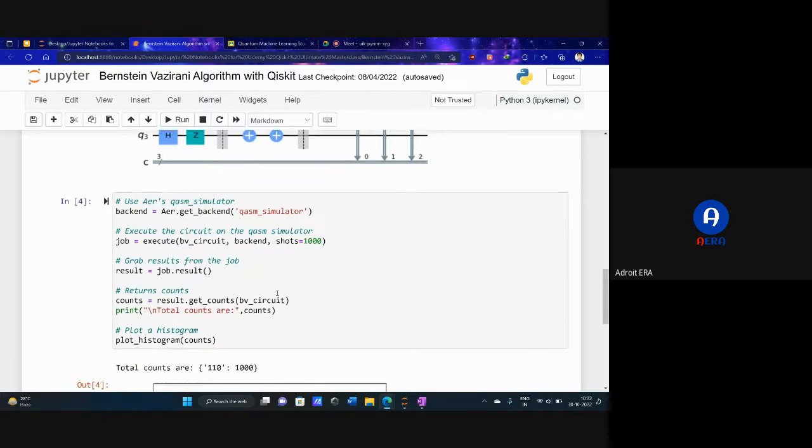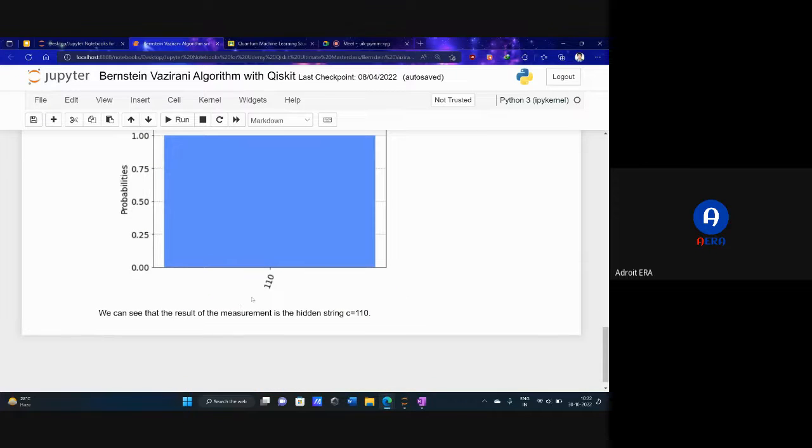And then this code is the same. I'm not going to explain this again and again. And then what you see is the resultant string. We can see that the result of measurement is the hidden string. So therefore Z is indeed able to take the value of A. Here A is C, so you can say Z is equal to C. For Z equal to C, the amplitude is higher, and we are able to measure the string which we have with full probability. Therefore the algorithm indeed works.